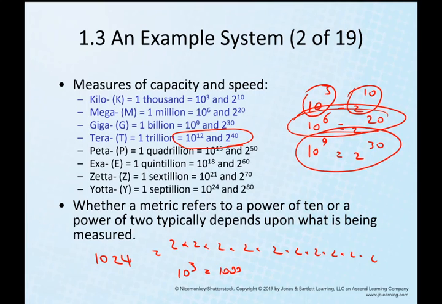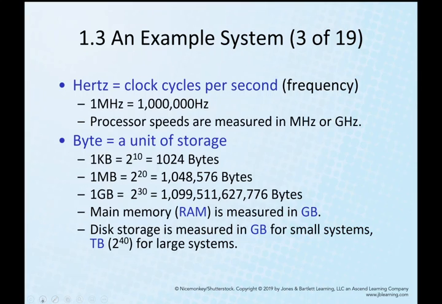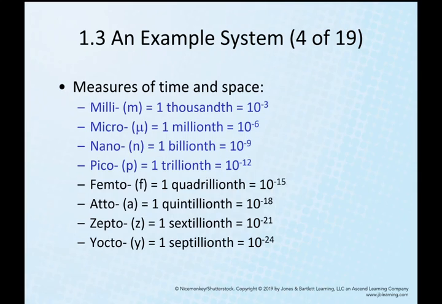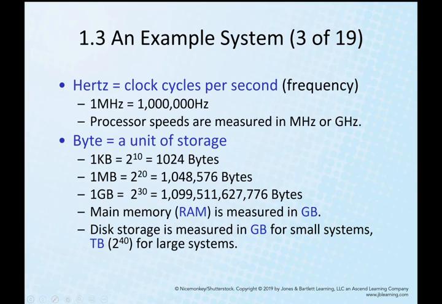These are some metrics. For example, 1 megahertz. What is hertz? Hertz is the measure of speed, frequency. So clock cycles per second. Hertz is clock cycles per second.